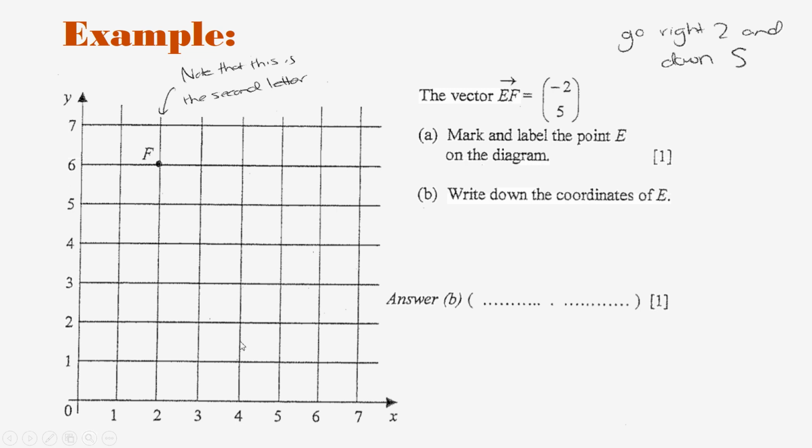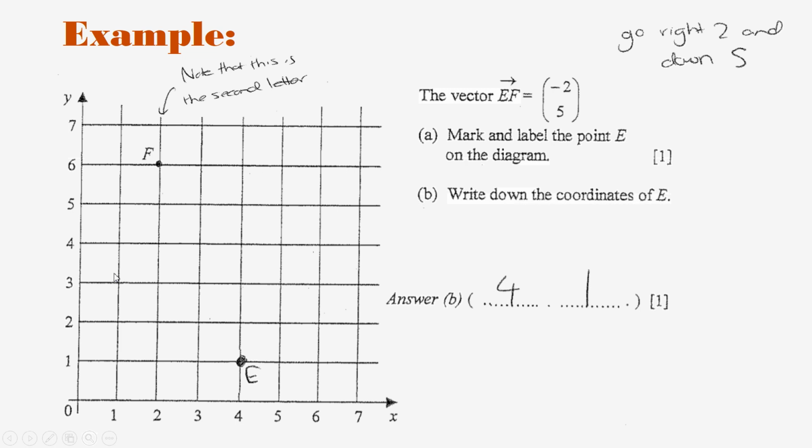You should hopefully end up there. Did I go down too far? No, that's fine, because I went down by 5. 1, 2, 3, 4, 5. It just looks really big on my screen. So marked and labelled the point E, didn't draw the vector. Write down the coordinates of E. What's its x coordinate, what's its y coordinate? There you go.